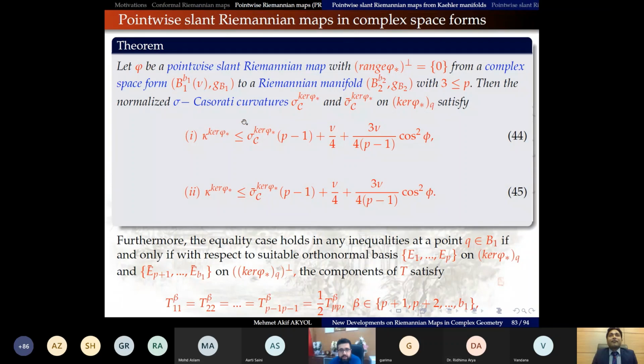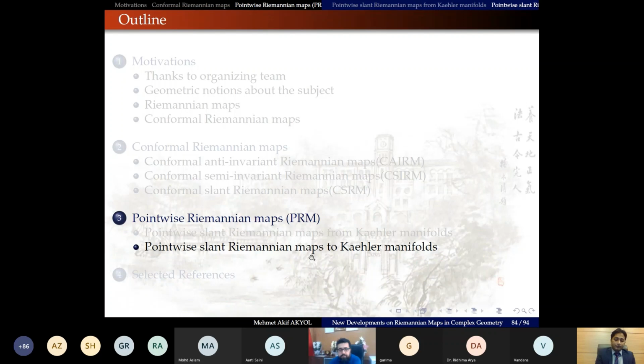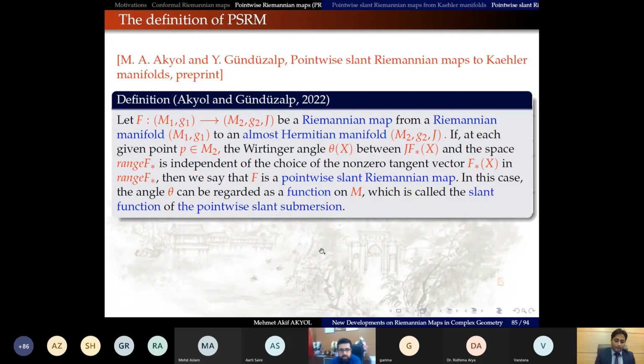So we have these theorems. For the Casorati curvature on vertical and horizontal space, we have 44 and 45. The last part of my talk is pointwise slant Riemannian maps to Kähler manifolds. In this part, M1 is a Riemannian manifold, M2 is an almost Hermitian manifold. The first definition, pointwise slant Riemannian maps from Kähler manifolds, we have a map from an almost Hermitian manifold to a Riemannian manifold, but here we have a map from a Riemannian manifold to an almost Hermitian manifold.